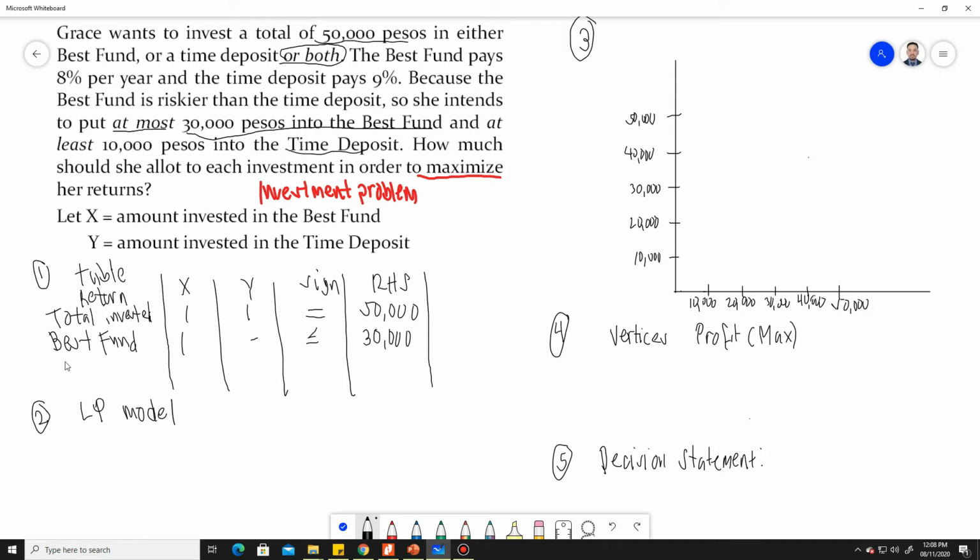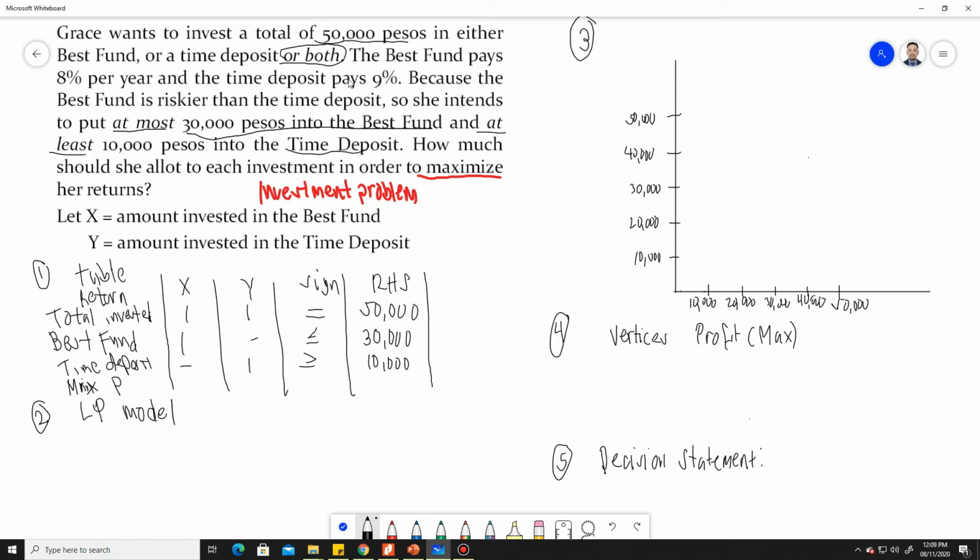While sa time deposit, no? Time deposit, so we have Y, we have at least or greater than or equal. No? Pag sinabing at least, the sign is greater than or equal. So, at least 10,000 pesos. And then, sa last column, yung ating objective is maximize. So, we maximize our P or profit or investment.